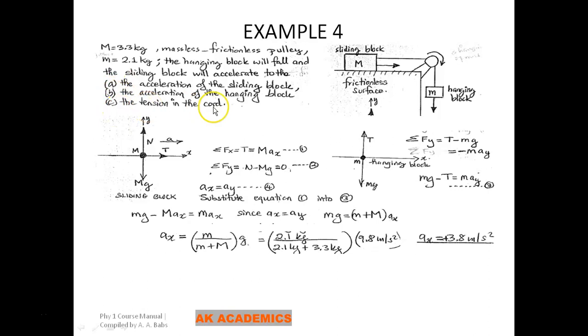Now we want to find the tension in the cord. How do we find the tension in the cord? We do know that our T, tension, from equation 1 is equal to max. We know that our capital M is the mass of the sliding block, which is 3.3 kilograms, and we have our ax as 3.8 meters per second squared. If you plug all of those values in there, you have 3.3 multiplied by 3.8, and then your final answer will be approximately 13 newtons. You would obtain 12 point something, and then if you approximate that, you have your tension in the cord as 13 newtons.